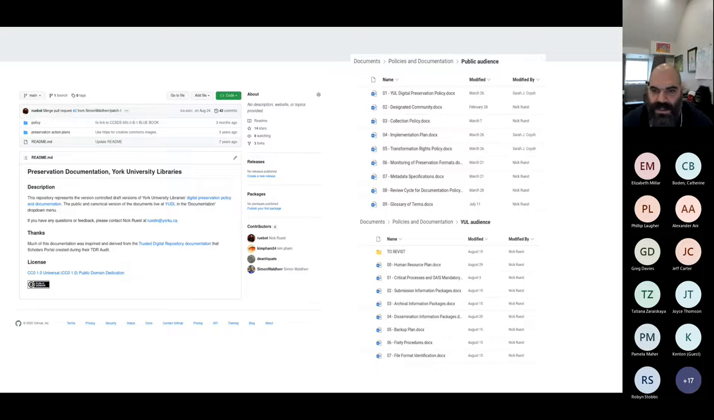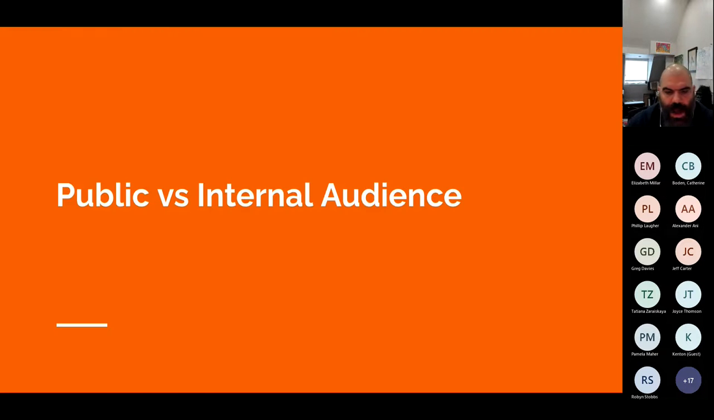We can do it in Office 365. So I moved everything over to Office 365 and we were able to collaboratively go through all of these documents. And you'll see here that we have it split up into a public audience and an internal audience. So trying to figure out what audience should these be written for?